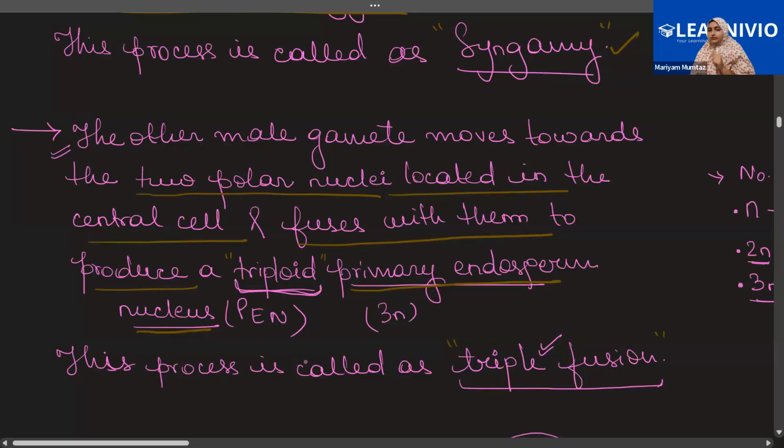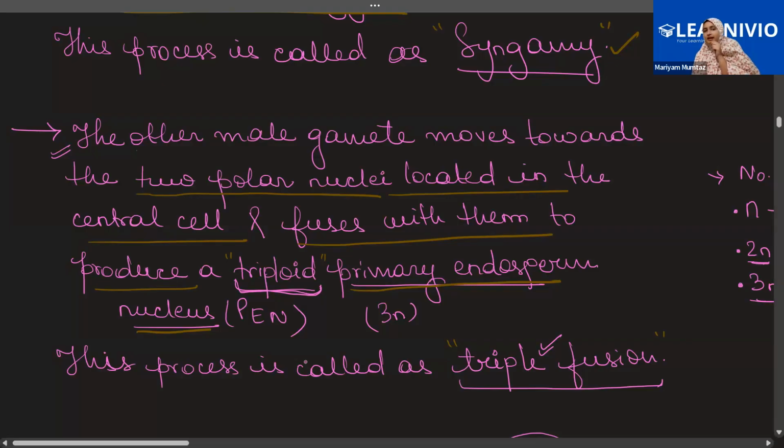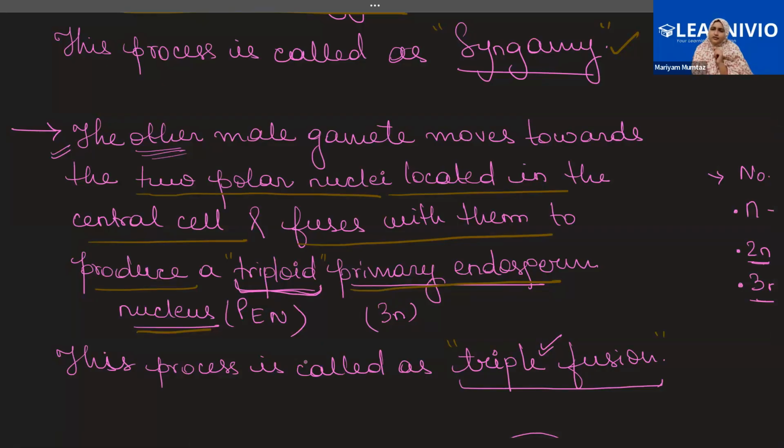Now tell me how. Only one male gamete is there, so why is it becoming triploid? Because there are 2 polar nuclei. It is fusing with 2 polar nuclei, and ultimately n plus n plus n gives us 3n, right? Yes.